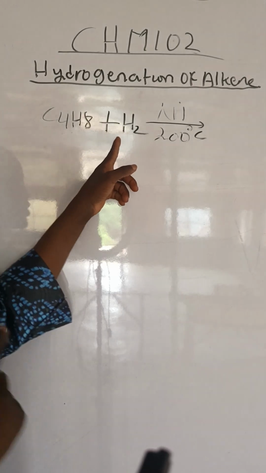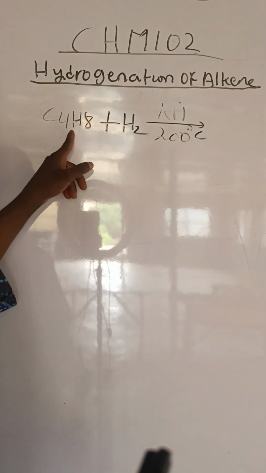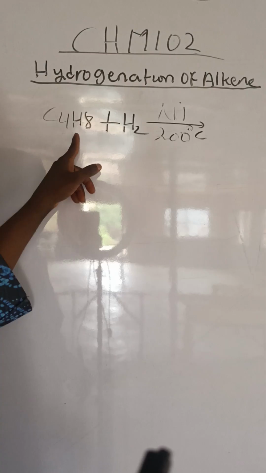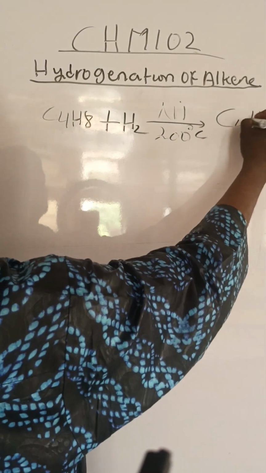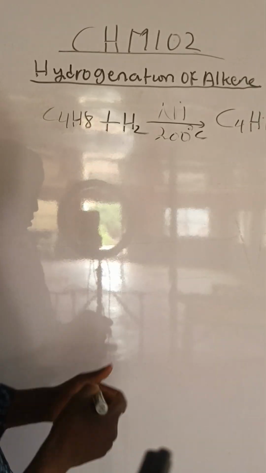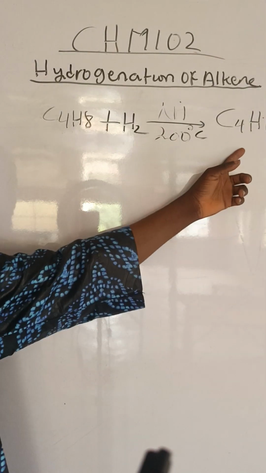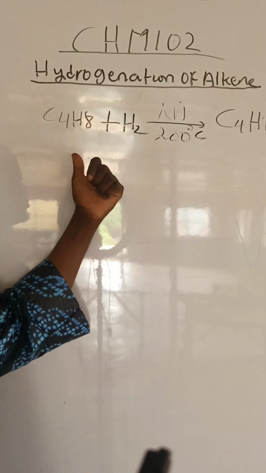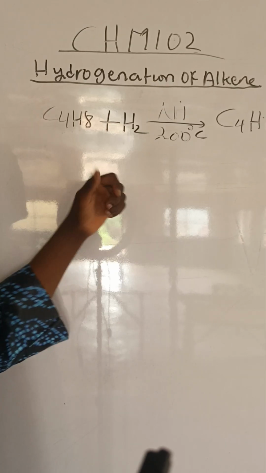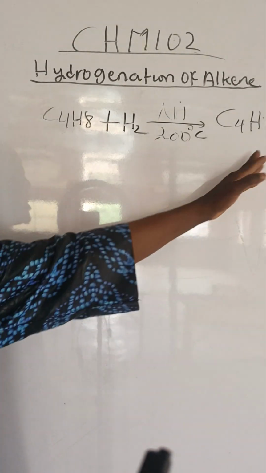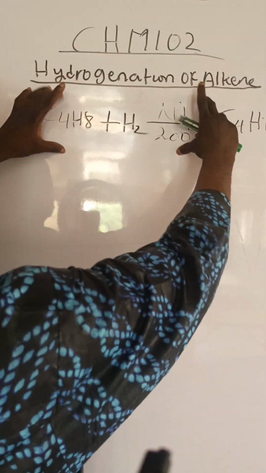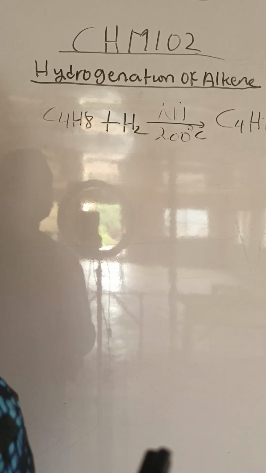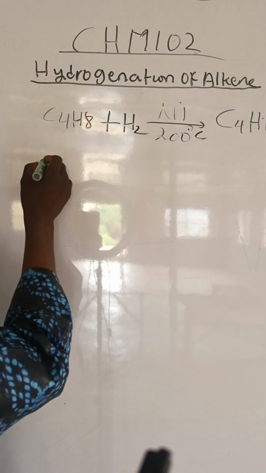So add these 2 hydrogen to this 8 hydrogen here. So the product gives us C4H10. That means this one is butane, and this one is butene. Are you getting the point? That means we prepare butane from butene. Now, let's call this one the molecular formula. Let's go to the structure.